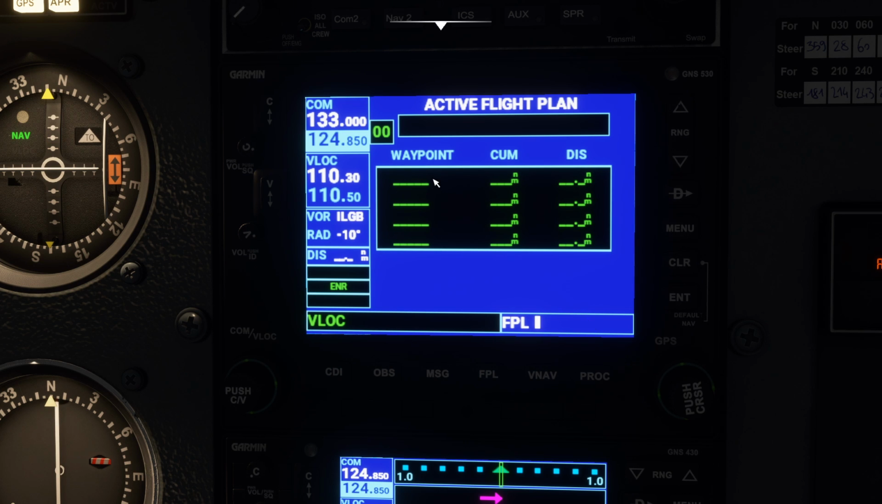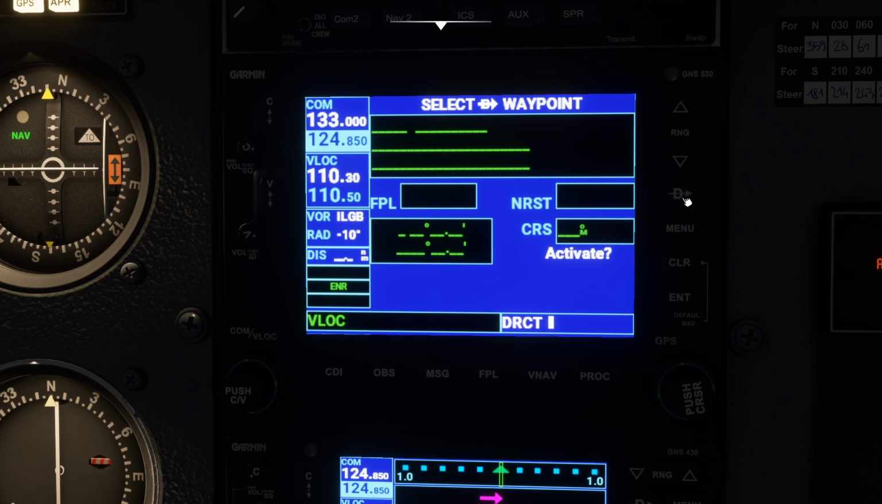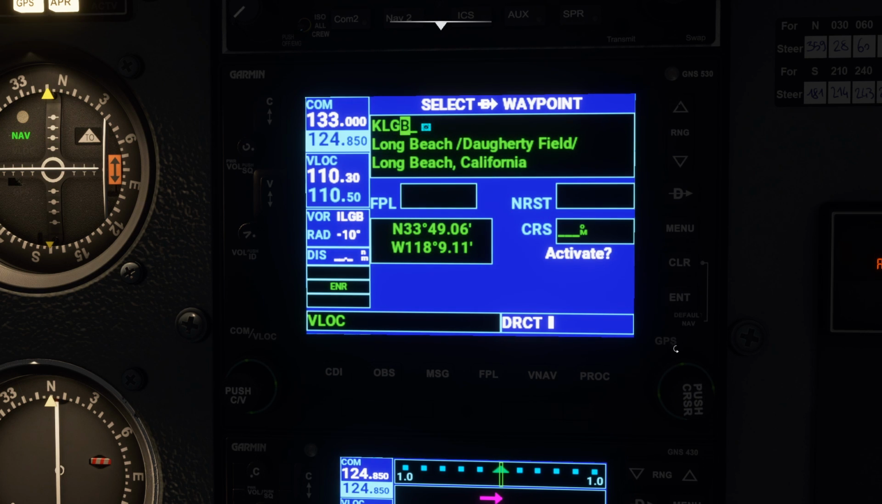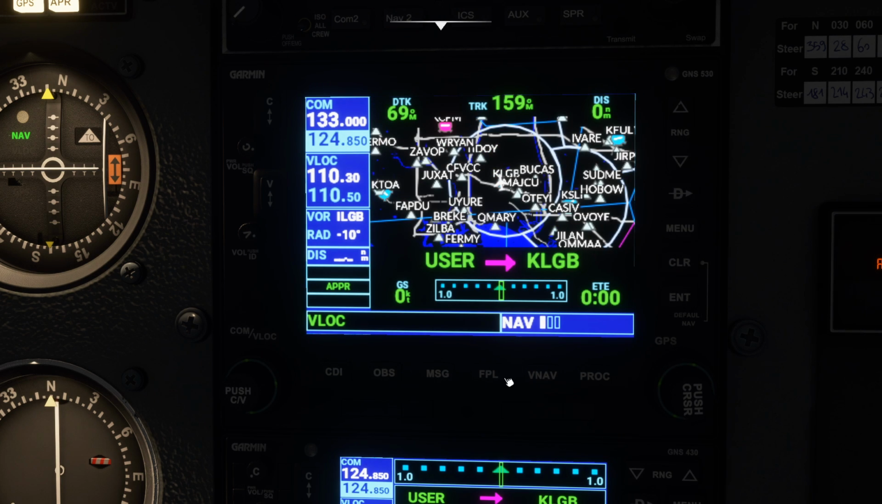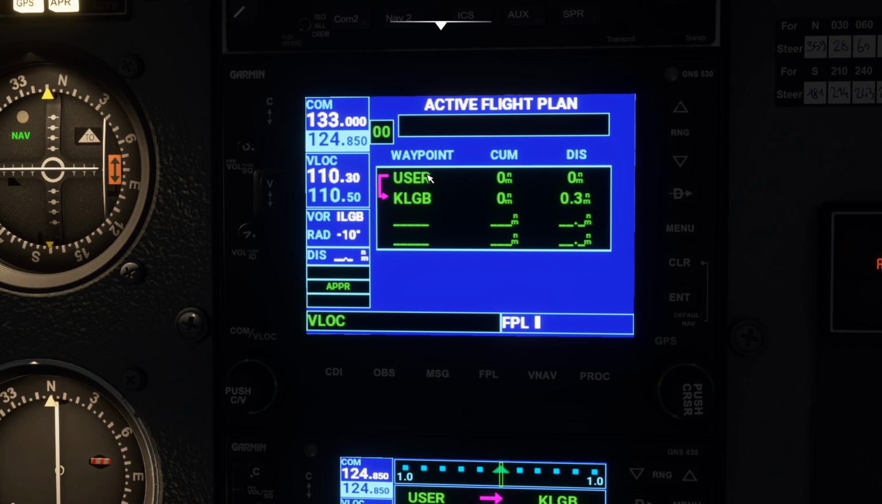But if you want to practice entering the flight plan here, we'll go ahead and do that now for the flight we just did. So I'm going to go ahead and just hit direct to, and I'm going to choose Long Beach by entering KLGB. And then I hit enter, and then I hit the cursor on and move down to activate, press enter. So now our flight plan is just from our current waypoint to Long Beach.